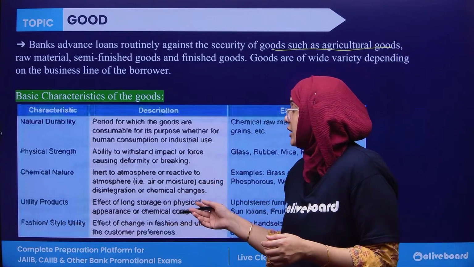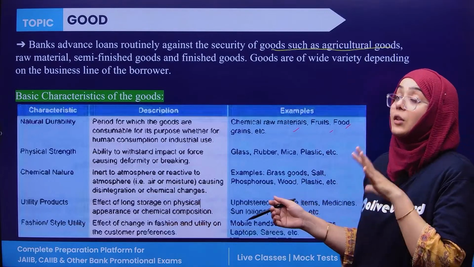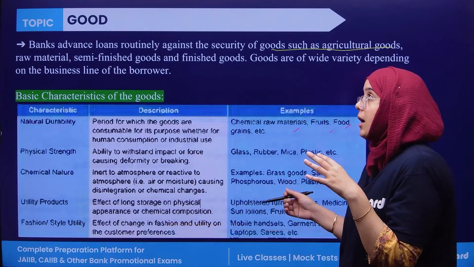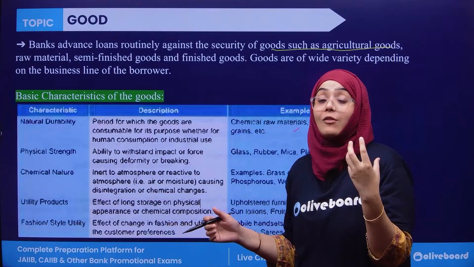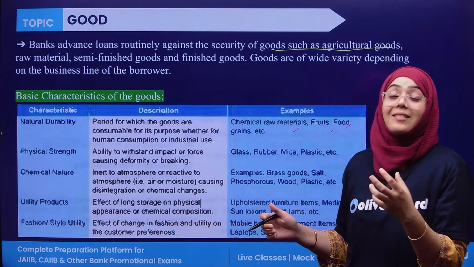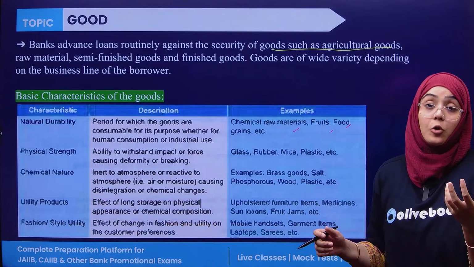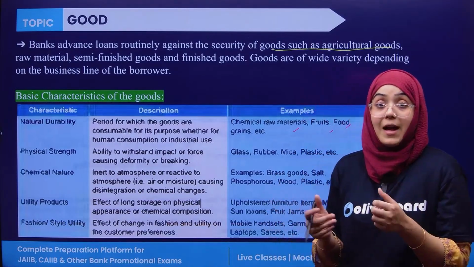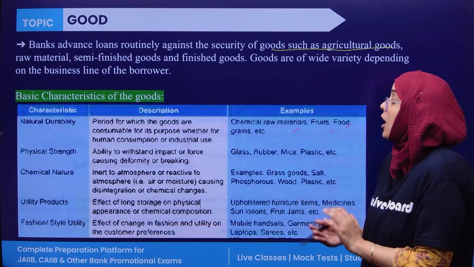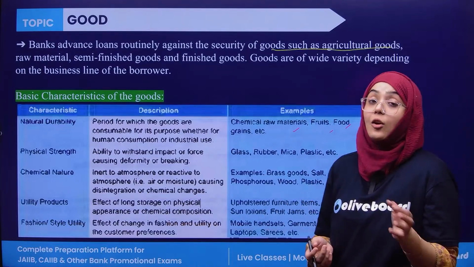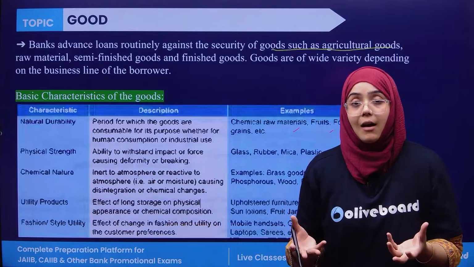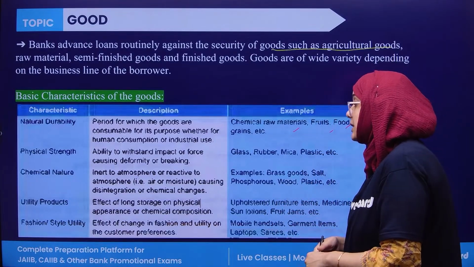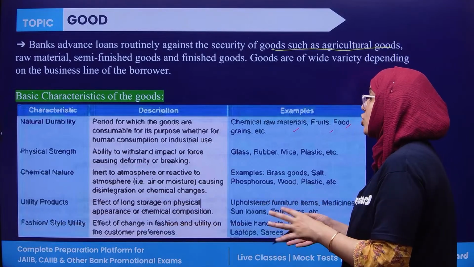Third, chemical nature. Obviously it is reactive to the atmosphere, such as air or moisture. If you have given iron goods as a security, it is most likely to catch corrosion. Why? Because it is reactive in nature. Okay, so it can be breakable also. If you give any glass material as a security to the bank, it can be breakable also. Utility: the effect of long storage on physical appearance.